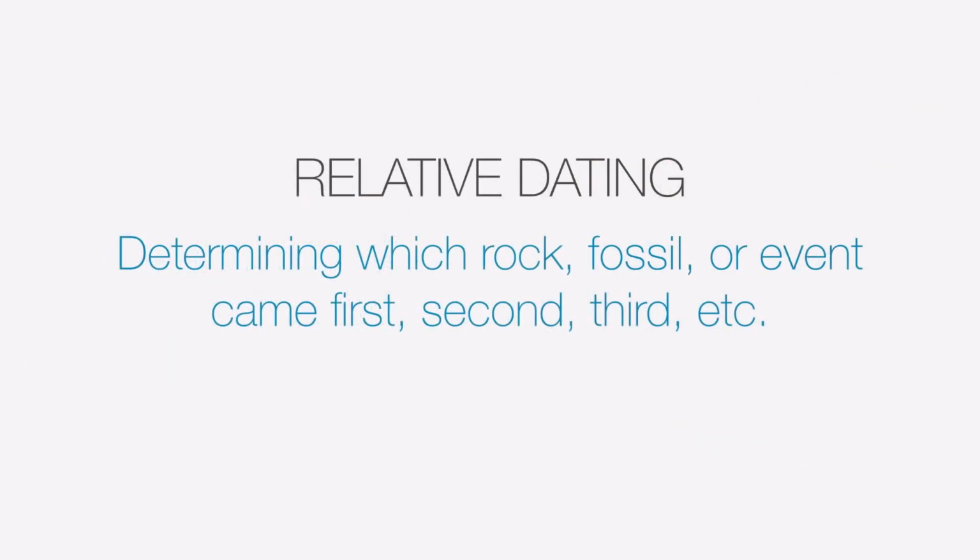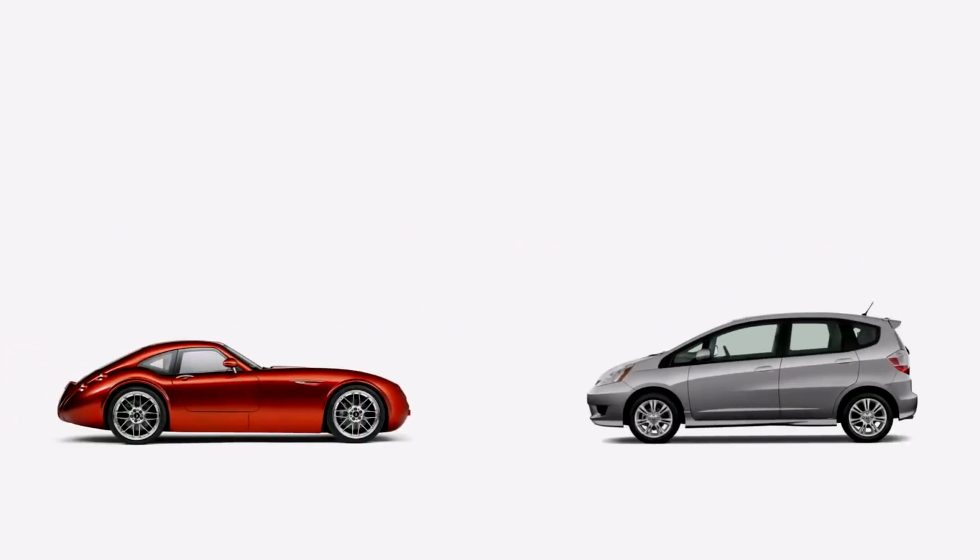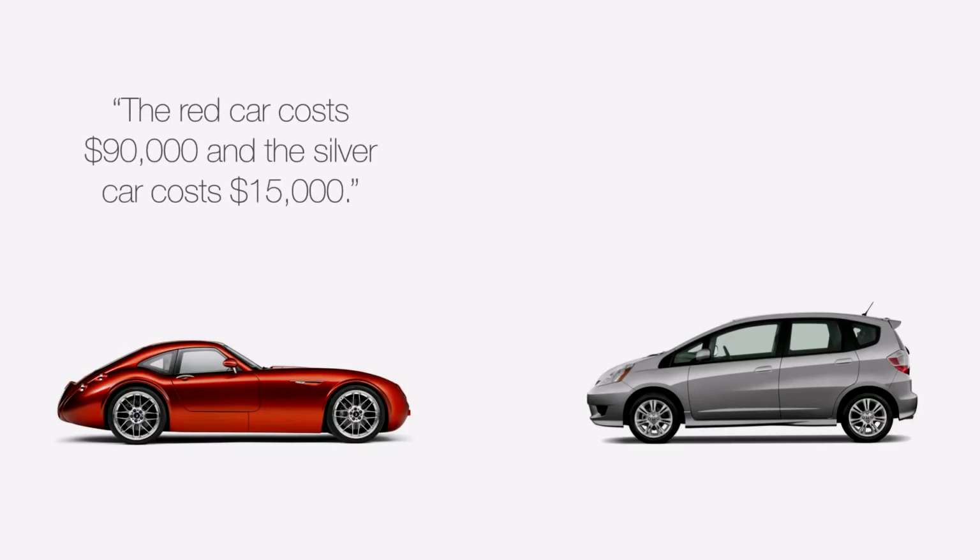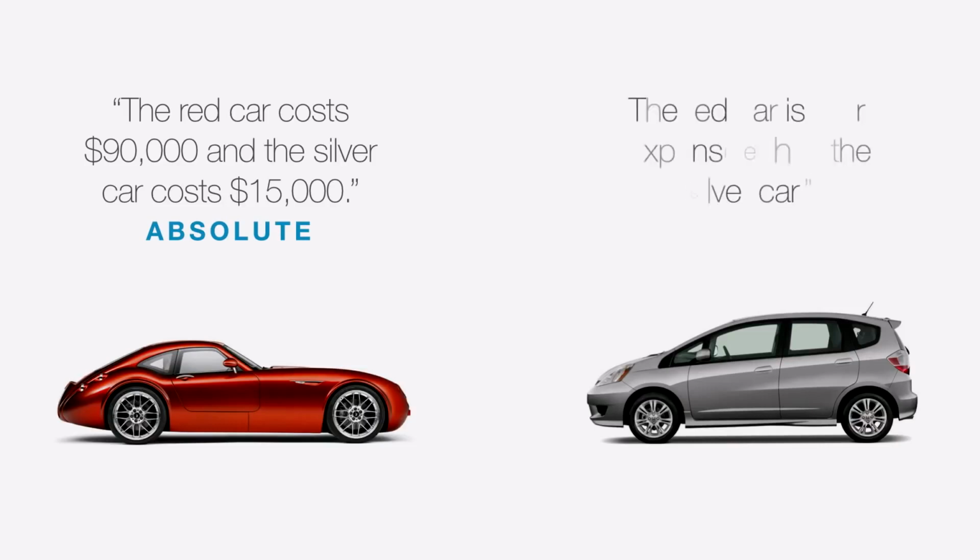Let me give you one more example of the difference between absolute and relative dating. Let's take a look at these two cars here. What if I were to make a statement like the red car cost $90,000 and the silver car cost $15,000? Because I'm using specific numbers, this is an example of using an absolute comparison. On the other hand, I could make a statement like the red car is more expensive than the silver car. Because I'm not using any specifics, I'm simply doing a comparison. This would be an example of a relative comparison.